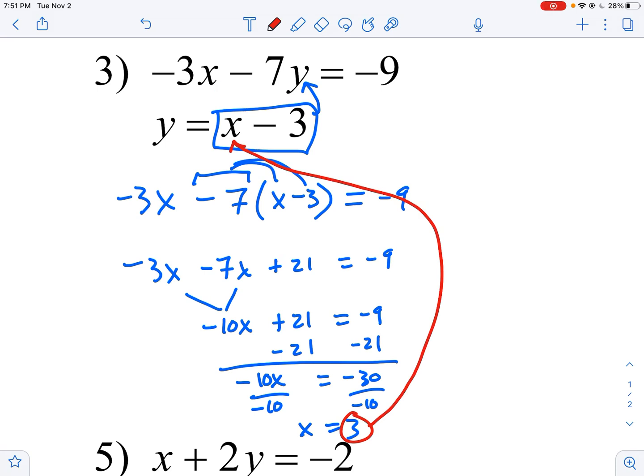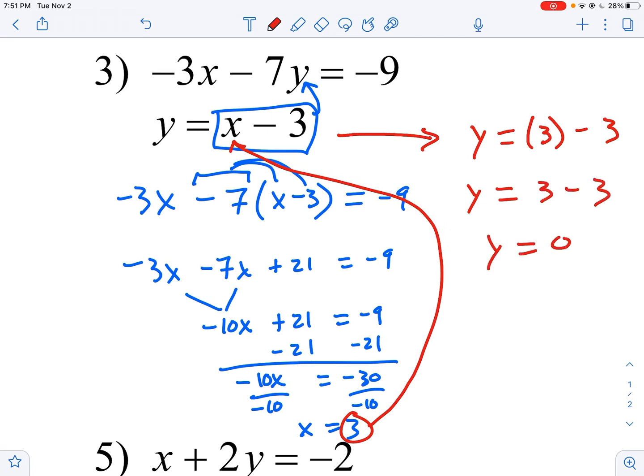I recommend putting it in the bottom one because it's got less going on. It's just y is x minus 3. I'm going to replace the x with parenthesis 3. It has the -3 still. So that just became this. There's nothing in front of the 3 to times by, so we can drop our parentheses. We got 3 minus 3, so y is 0.